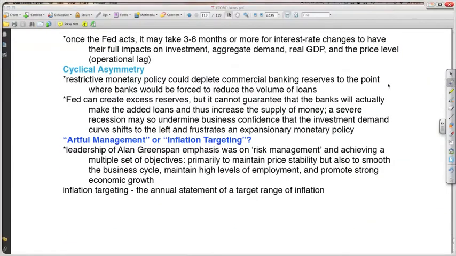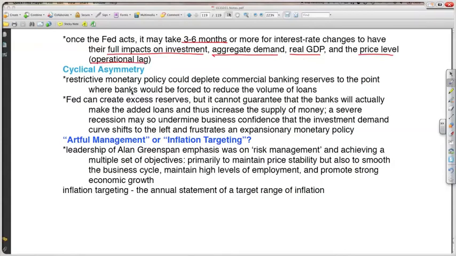Once the Fed does act, it can take 3 to 6 months or more for the interest rates to actually change. And when they do change, it could take time for them to actually impact investment, thus impact aggregate demand and then real GDP or the price level. So this is our operational lag.